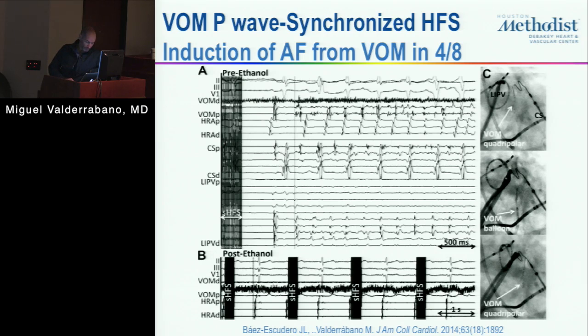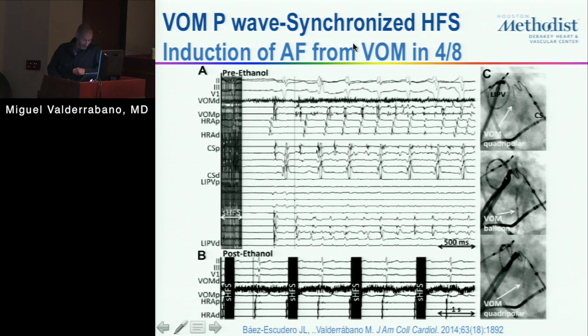So the way we did it is we gave these short pulses of 100 milliseconds, synchronized to the P wave. Because they were synchronized to the P wave, the atrium was refractory. So we give these stimuli in the vein of Marshall during atrial refractoriness so that we don't capture the myocardium of the atrium. So what are we doing then?